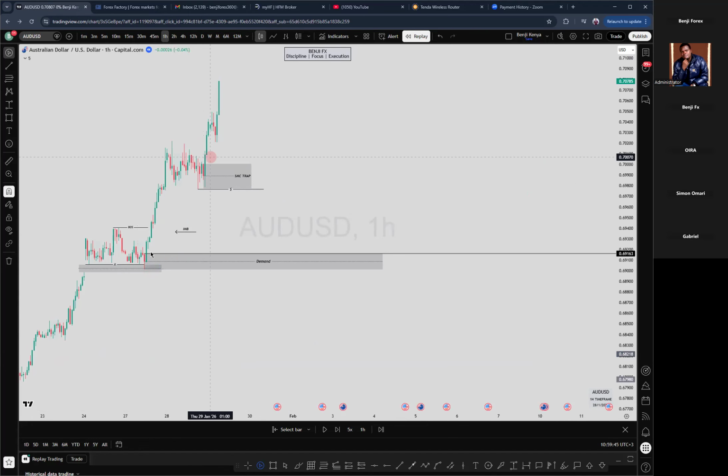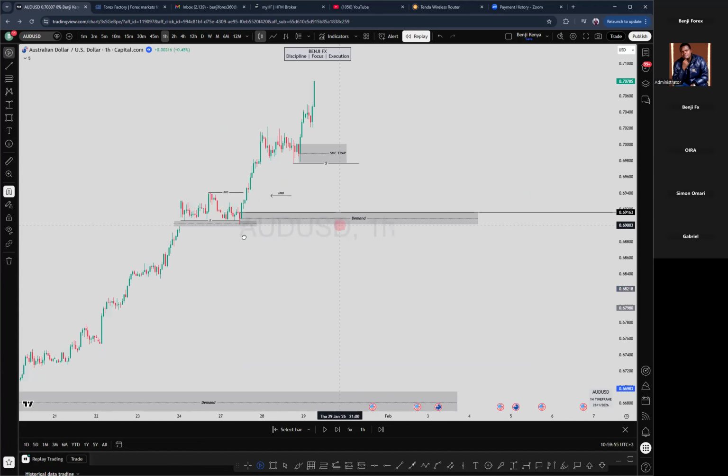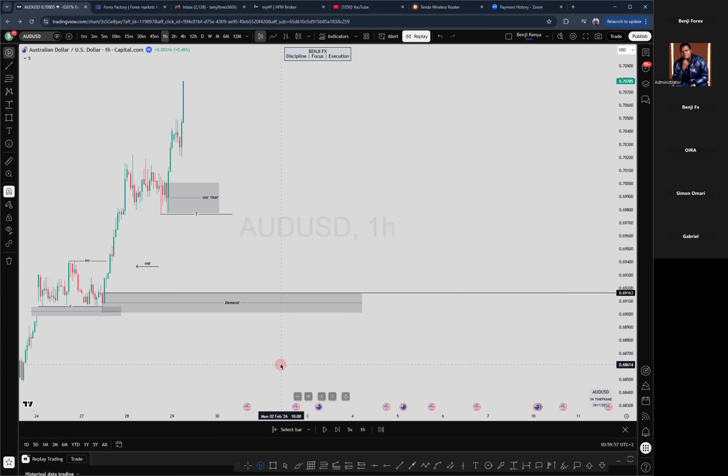Then the market is pushing high. So this is on Monday. The market accumulated on Monday, swept the low on Tuesday. The market has been pushing up. Then this is on Wednesday. The market went into a series of consolidation. Let me zoom in.